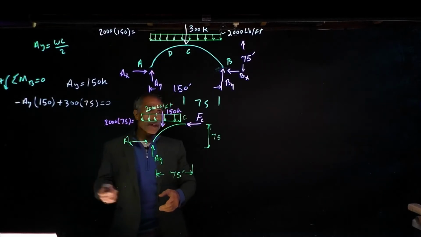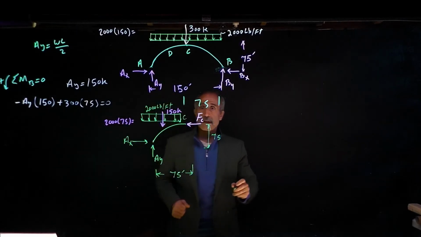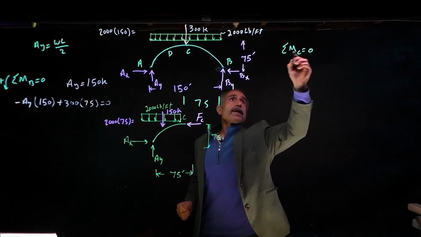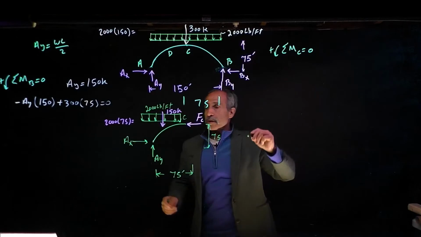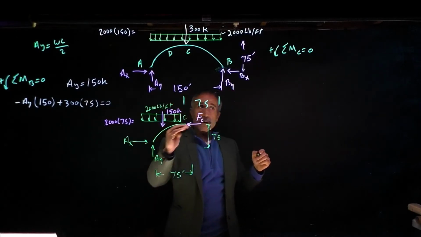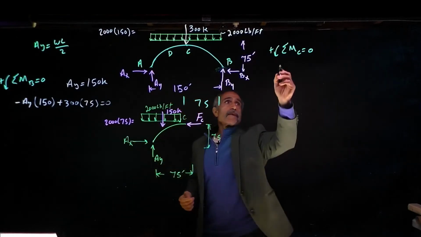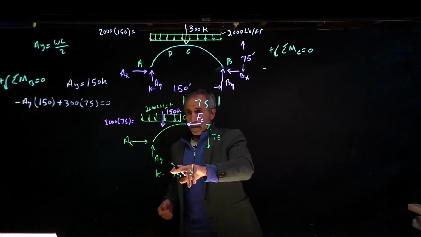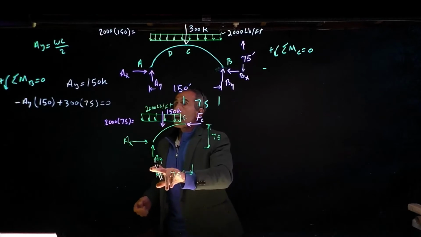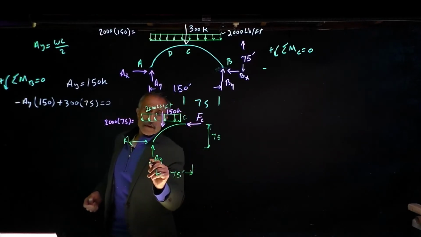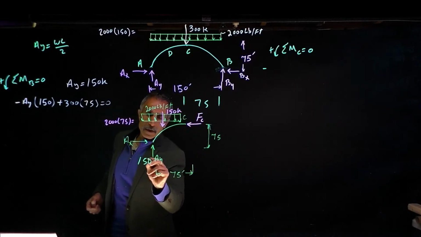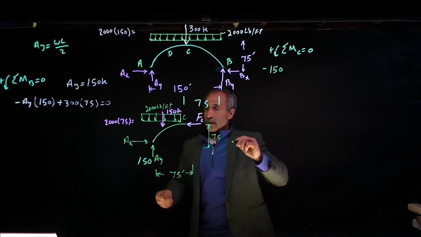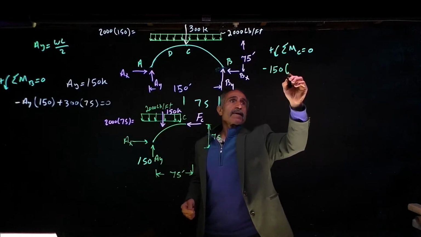Now we can go ahead and take a moment about point C. I'm going to say summation of moment about point C is equal to 0. Counterclockwise is positive. I'm going to start from here and rotate clockwise, so it's going to be minus AY, which came out to be 150. So this is 150, the vertical. So I got minus 150 multiplied by that distance, 75.